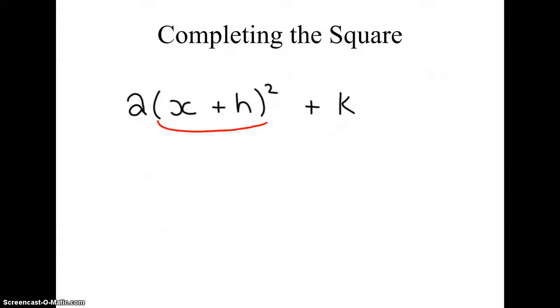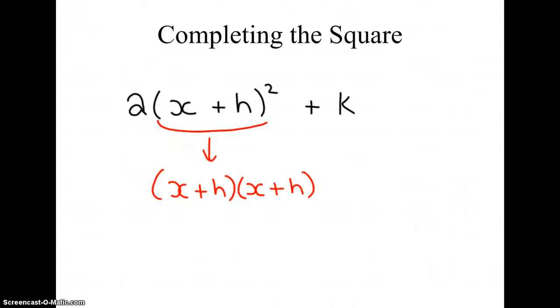So completing the square is when we put something in the form a(x + h) all squared, and then plus a k at the end. So basically we're trying to find this bracket that's going to be squared, by something that we need to complete the square. And if we think about this, what's going to happen if I square that bracket? So (x + h) squared means (x + h) times (x + h).